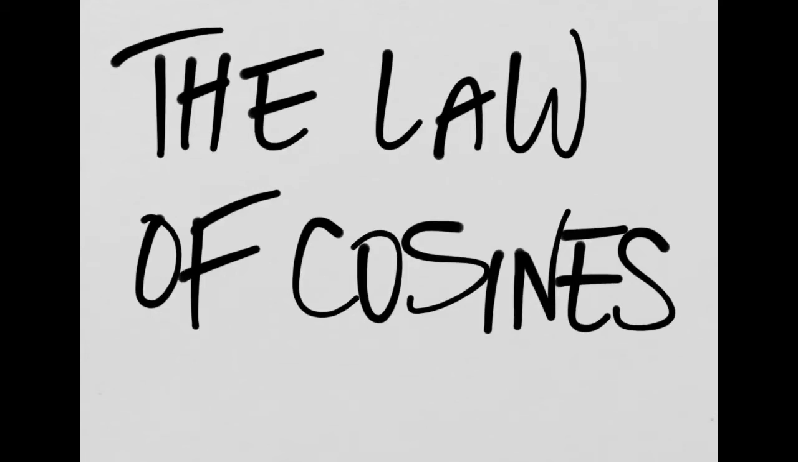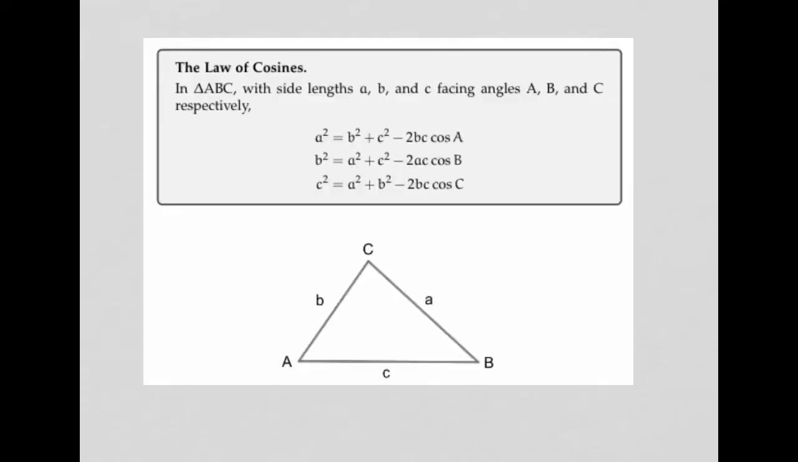In this video, I'm going to go over examples from the Law of Cosines, which is section 6.6. Recall that the Law of Cosines applies in any triangle ABC with side lengths a, b, c facing angles A, B, and C respectively. So a squared is b squared plus c squared minus 2bc cosine A. b squared is a squared plus c squared minus 2ac cosine B. And c squared is a squared plus b squared minus 2ab cosine C.